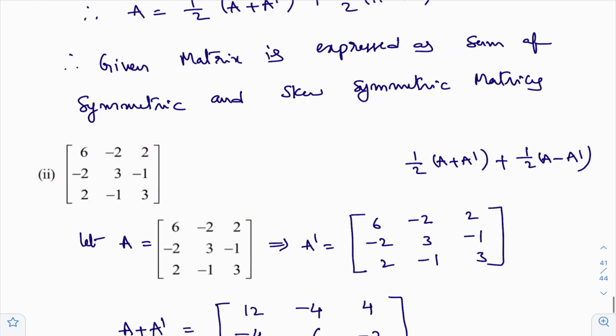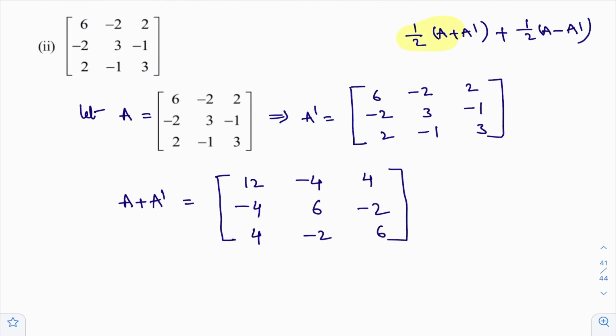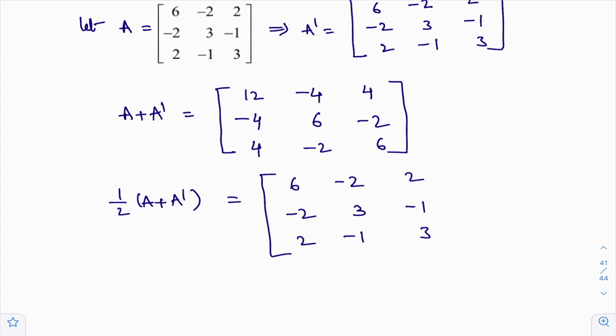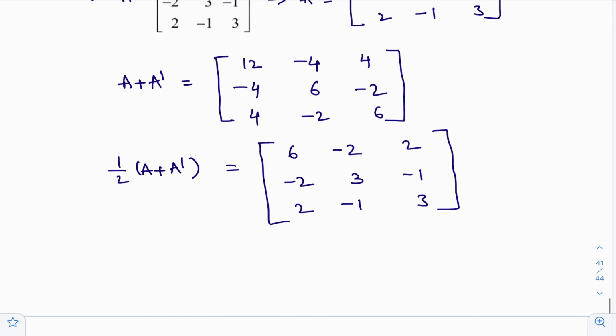A plus A dash is over. My main intention is to calculate half into (A plus A dash). Now multiply each element of this matrix with 1 by 2. 1 by 2 into 12 is 6. 1 by 2 into minus 4 is minus 2. 1 by 2 into 4 is 2. 1 by 2 into minus 4 is minus 2. 1 by 2 into 6 is 3. Minus 1, 1 by 2 into 4 is 2, minus 1, 3. Yes, half into (A plus A dash) we calculated.